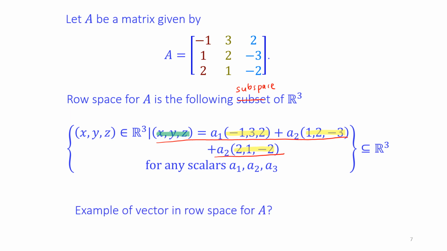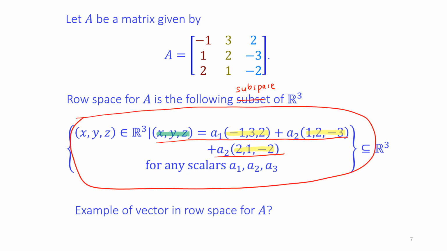Right, then we might ask, what's an example of a vector in the row space for A? Can I get one example of a vector in the row space for A? From here, every element of this space is a linear combination of row vectors from A.